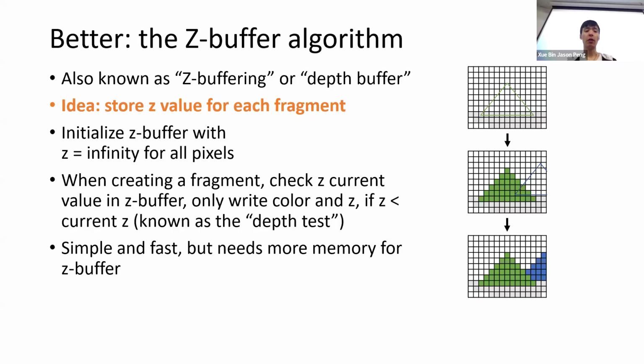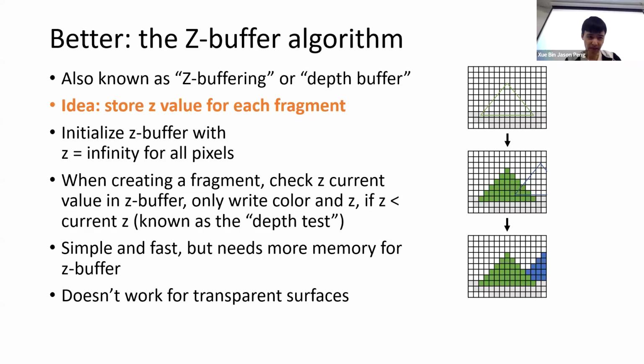Okay, so this Z-buffer is a very simple algorithm. It works very well and is widely used in practice. But one of the key limitations of this Z-buffer algorithm is that it doesn't handle transparent surfaces correctly.